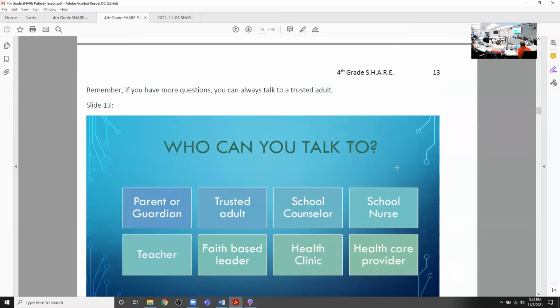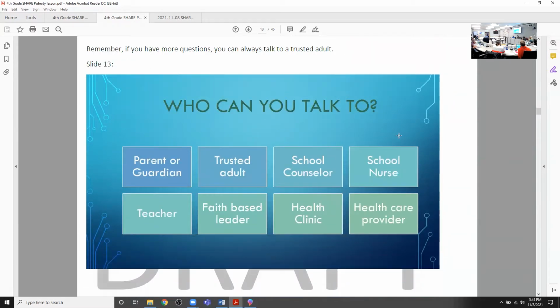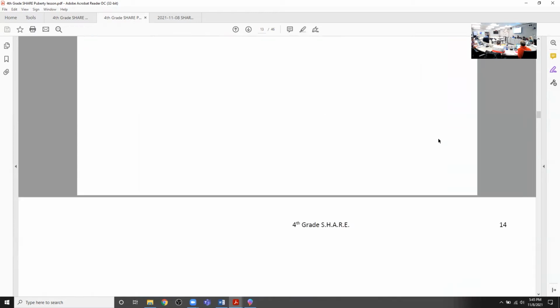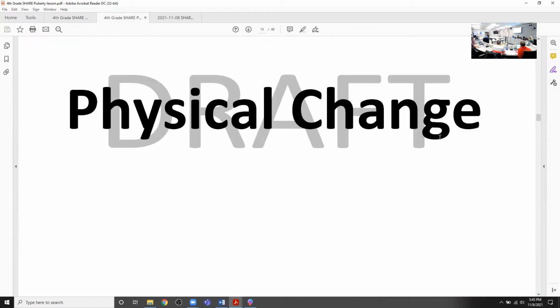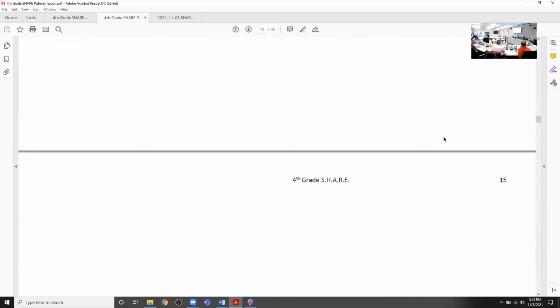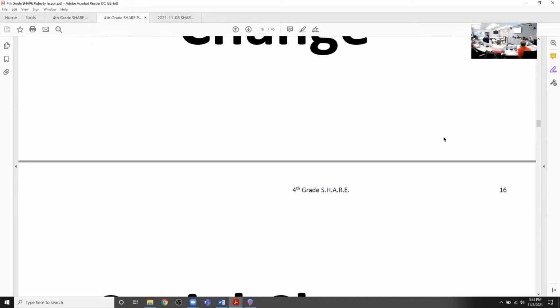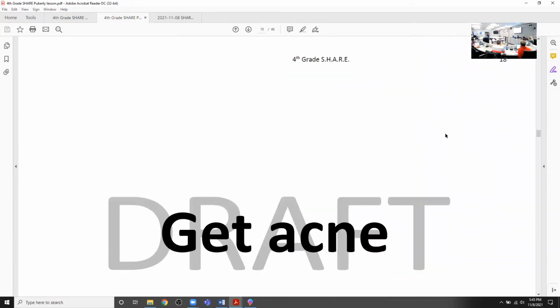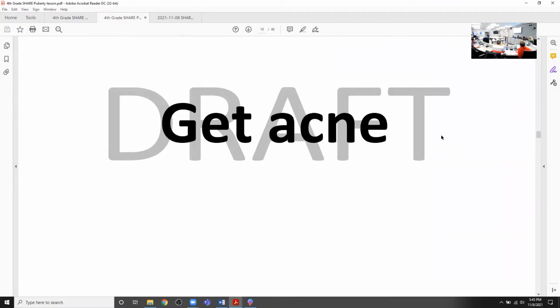And then remember, if you have any more questions, you can always talk to a trusted adult, parent, guardian. It's our standard list of trusted adults. And then it rolls into the activity: physical, emotional, social change. And so this is what a student group would get: a sheet with "get acne" on it, and then they would decide.